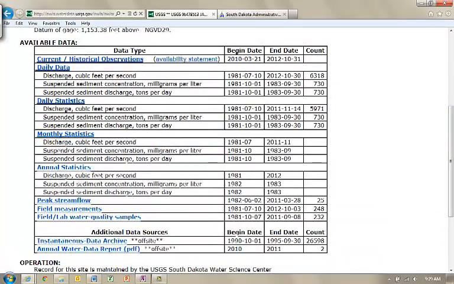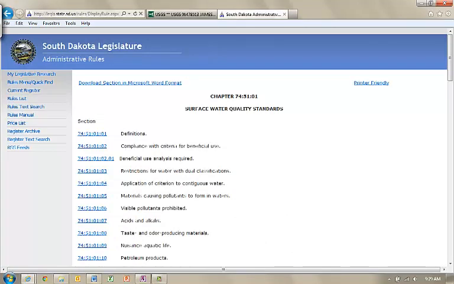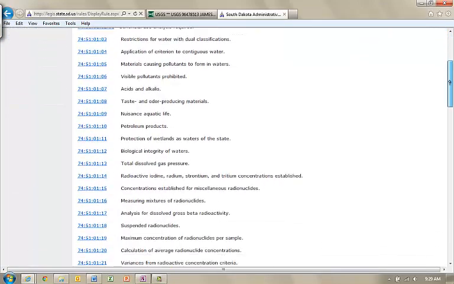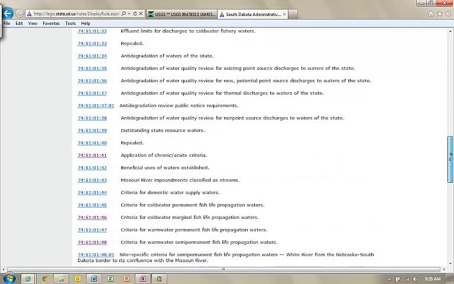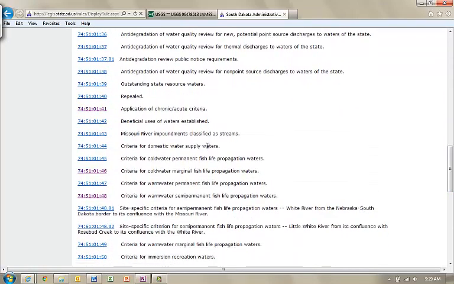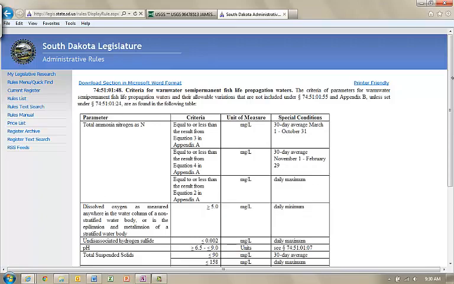Then go on to the South Dakota DNR website, and this is administrative chapter 74:51:01, surface water quality standards. We have to look to see what type of surface water quality standards apply to our particular stream, and it's based upon the fish. Most of the streams in South Dakota are typically warm water permanent fish propagation waters or semi-permanent fish propagation waters. In the Black Hills, we have a number of cold water permanent and marginal fish populations. We can look in here and pull off some information.